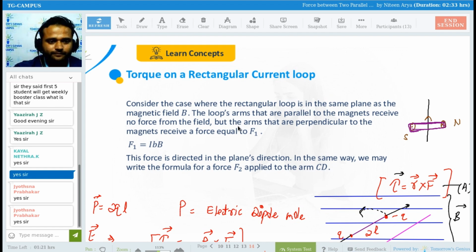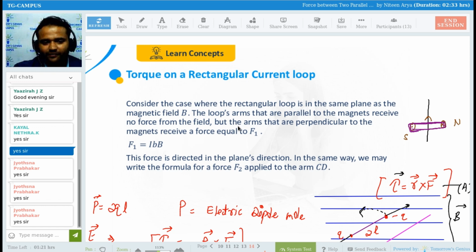Clear everyone? Is this clear everyone, beta? Tell me. Because if you understand this, everything other than this is just the formulation in the same way, nothing more. Is this clear everyone? Please let me know. Everyone means everyone.